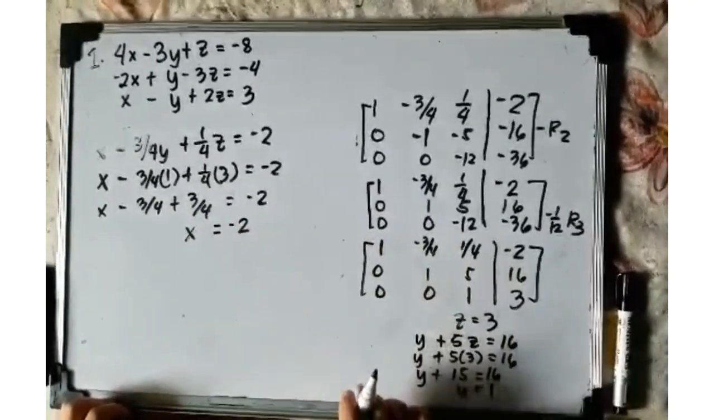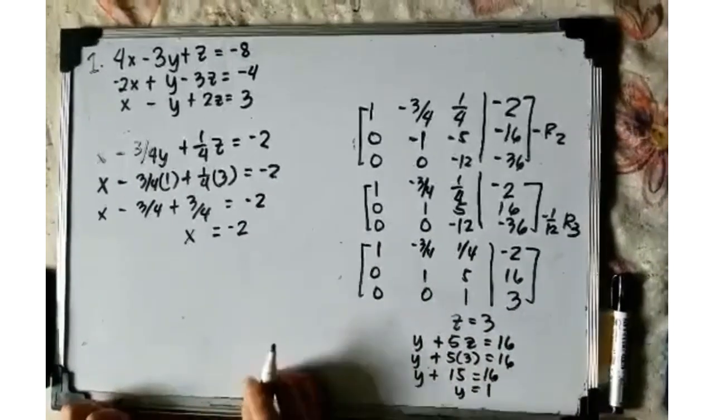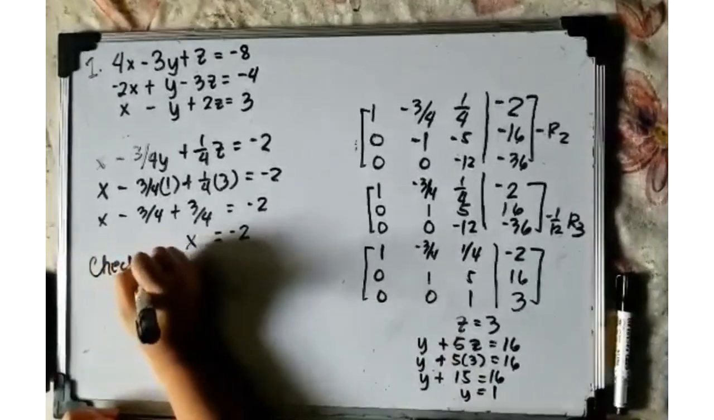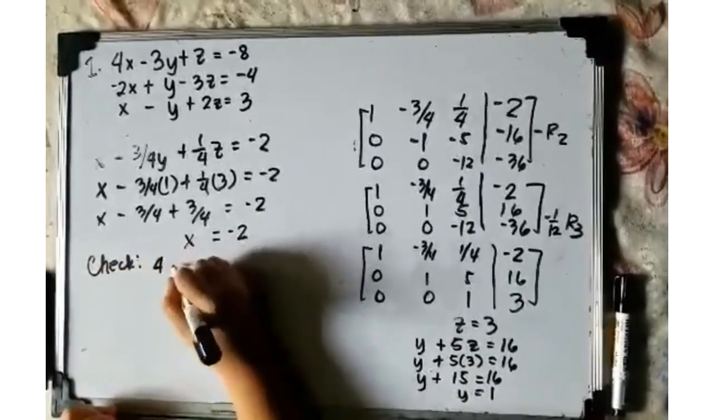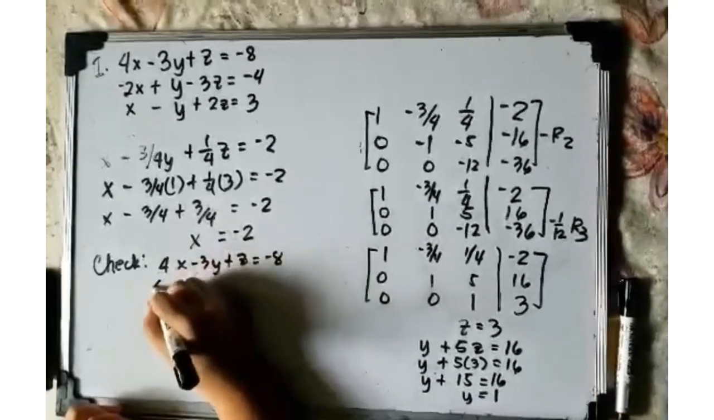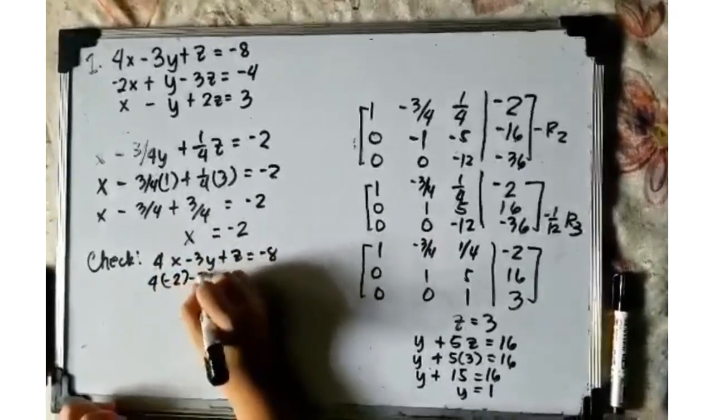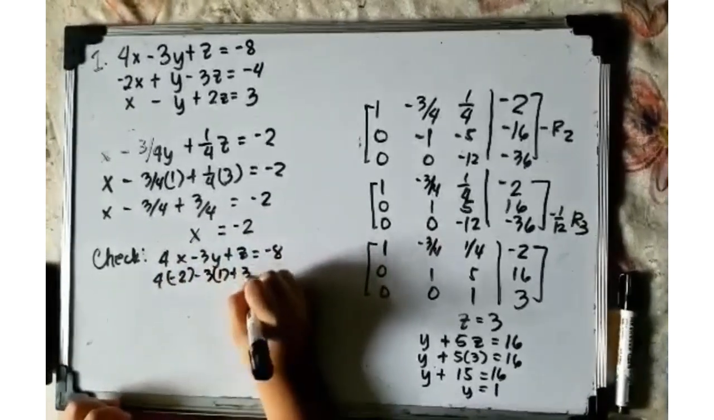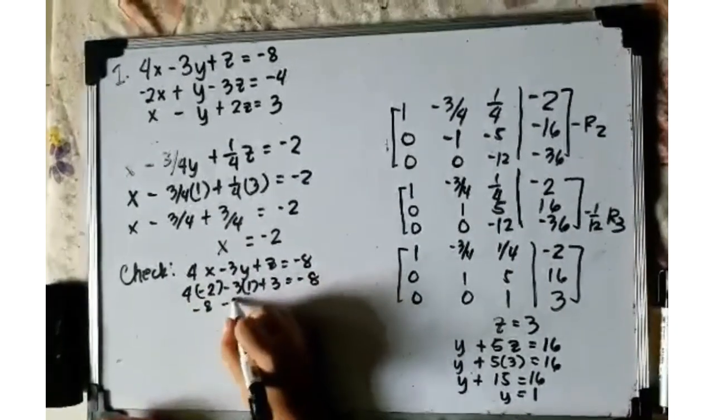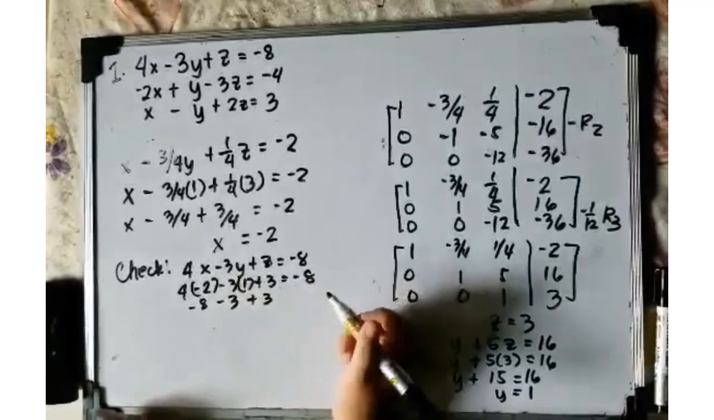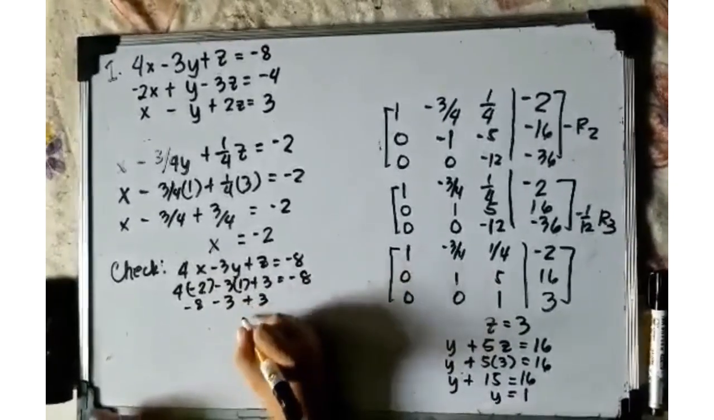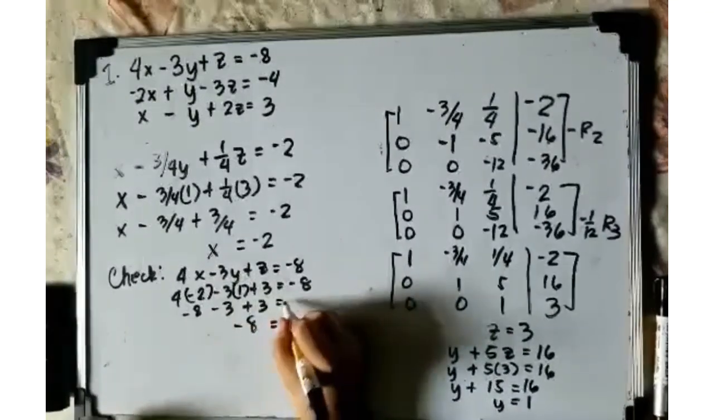So, in order to check if our answers are correct, we have to do checking by substituting the values. 4x minus 3y plus z is equal to negative 8. 4 times negative 2 is negative 8, minus 3 plus 3. So, negative 8 minus 3 plus 3 is equal to negative 8.